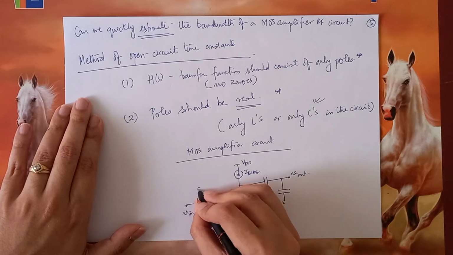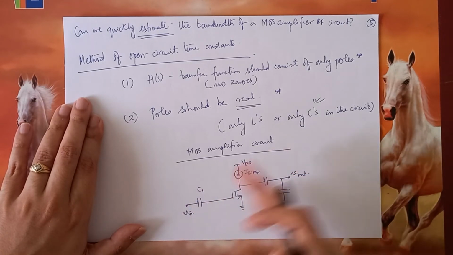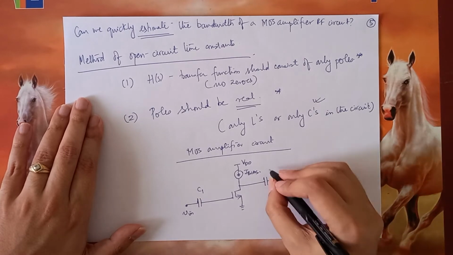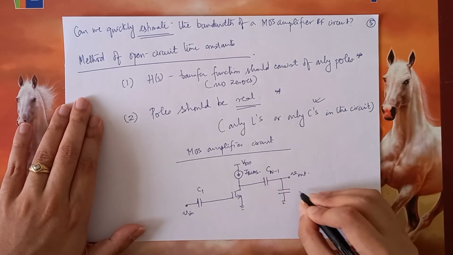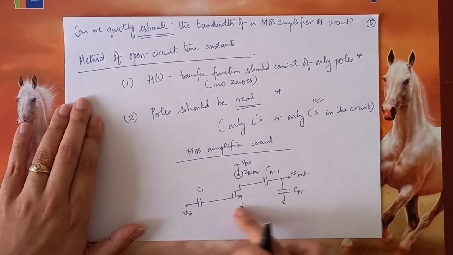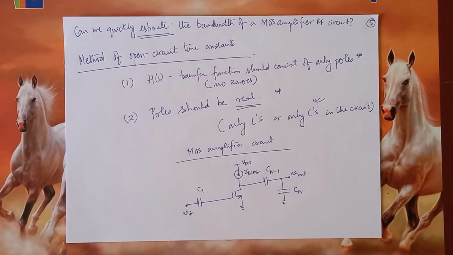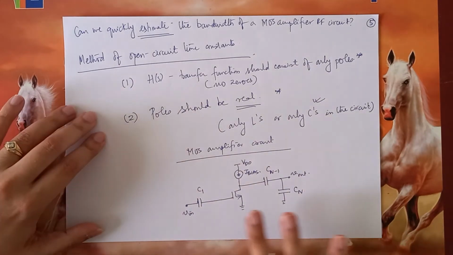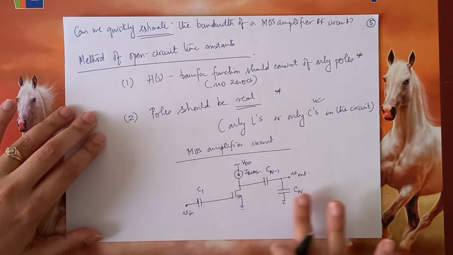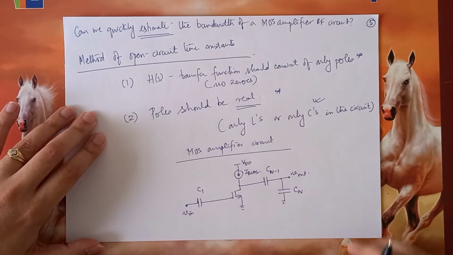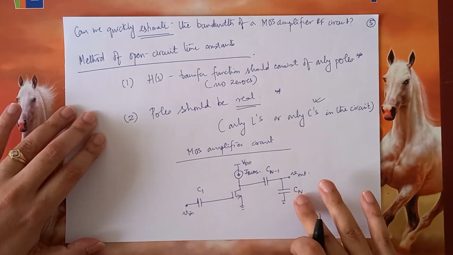So let us say this is C1. Let us say there are n number of capacitors in the circuit. Let's say this is Cn minus 1 and this is Cn. All the rest of the capacitors are inside the MOSFET, we'll just assume that. So effectively what we are having is a circuit that makes use of n number of capacitors. So we have C1, C2, C3, C4 all the way till Cn.